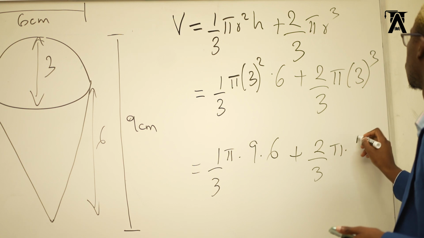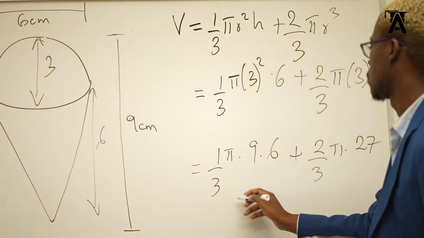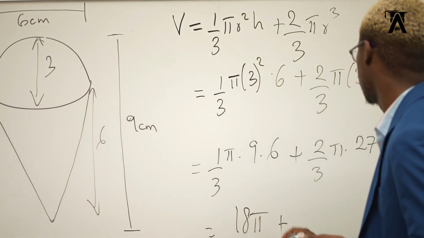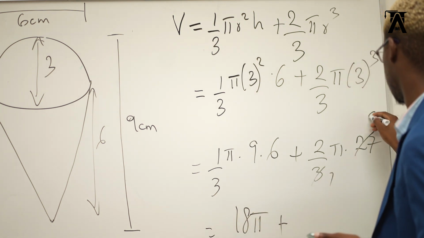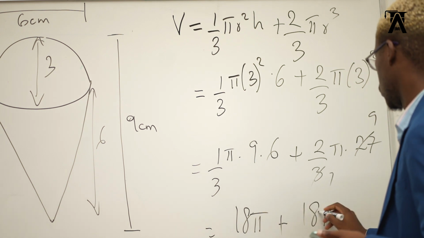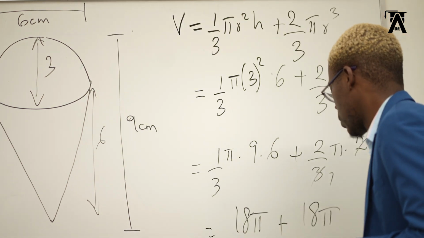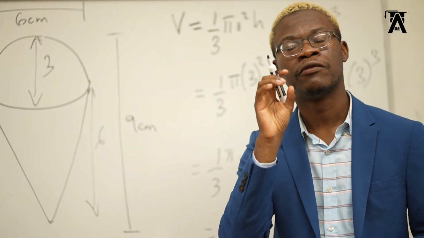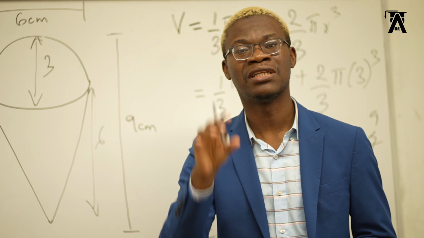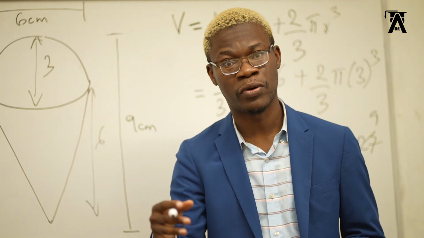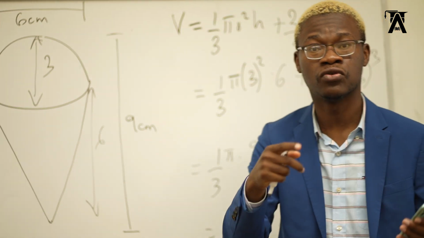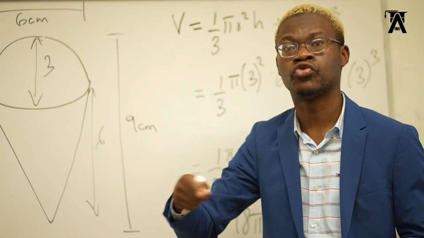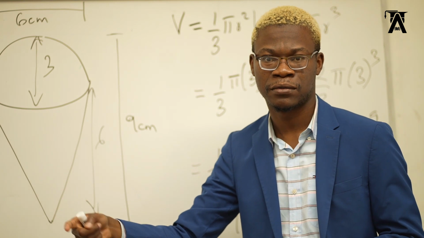2/3 pi 27. So this is 9 times 6 is 54 divided by 3, which is 18 pi plus 18 pi, which is equal to 36 pi. And that's the volume of this question. Remember, the formulas you need are given in the SAT booklet, so you don't need to memorize them. Now, what we just needed to do was divide the volume of a sphere by 2 to get the volume of a hemisphere. Okay.